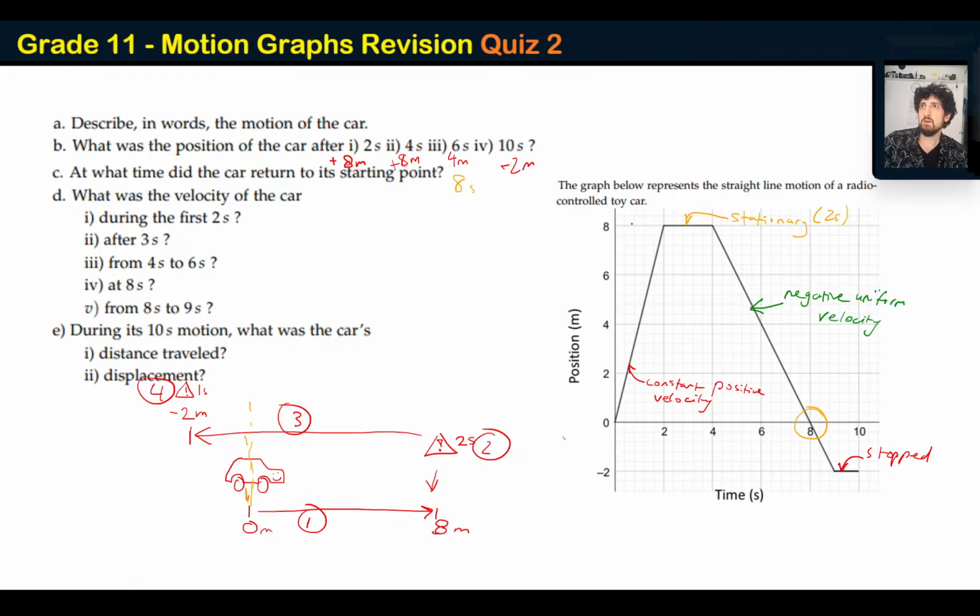So if I'm to calculate the slope for the first 2 seconds, all I have to do is look at the rise versus the run. Okay, now this is important that you know that, okay? So this is the rise, and this is the run.